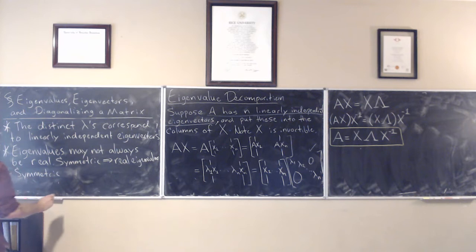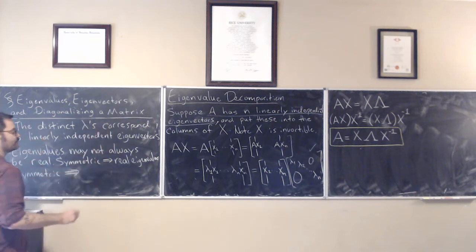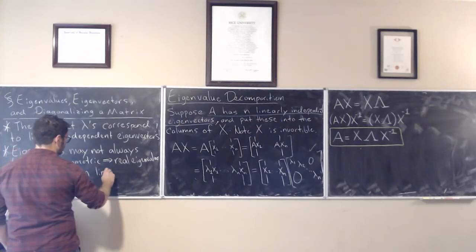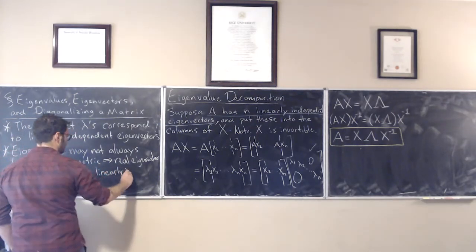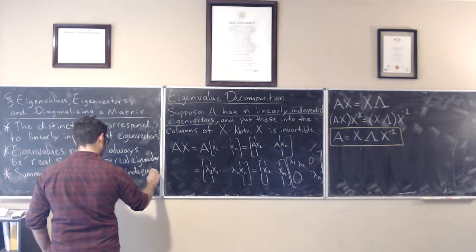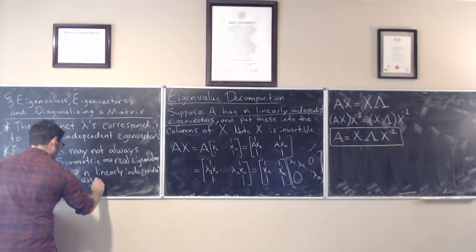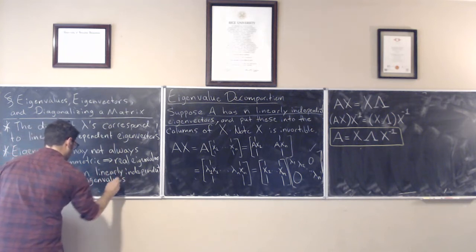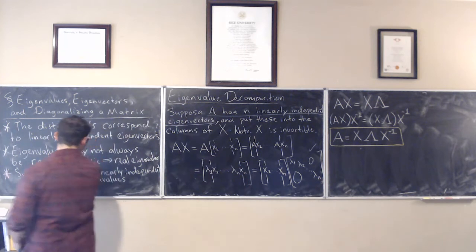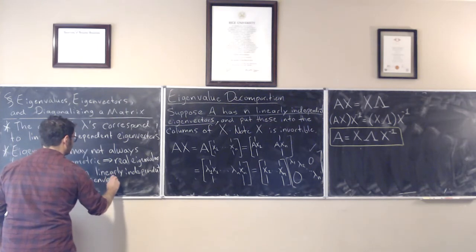Symmetric matrices can have this property. So if the matrix is symmetric, then it has n linearly independent eigenvectors, and real eigenvalues.